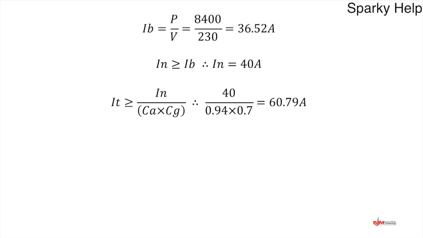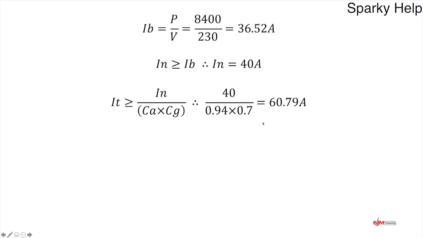Well, what's next? Next, we need to calculate IT. Here's what the formula would be: IT is greater than or equal to IN divided by CA and CG, because in the question it talked about the temperature and it had grouping applied to it. So you only apply what is relevant, not everything. That becomes 40 divided by 0.94 times 0.7, and that comes out as 60.79 amps. So the IT, what the tabulated rating of the cable needs to carry, is not the 36 amps that you started with, not even 40 amps, but because of how it's been installed, it needs to carry 60.79 amps.